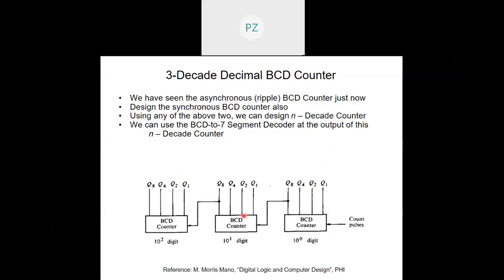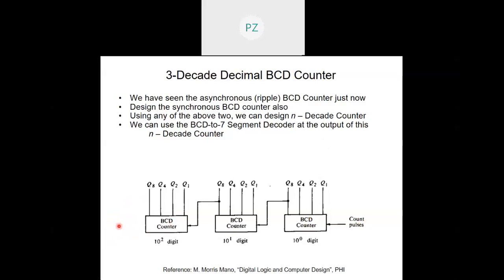And again, this design is modular. If you want to make it a 4 decade counter, that means you want to count up till 10,000, right? On the count of 10,000, it will get reset to 0. In that case, you can have another such BCD counter here, and Q8 of this counter will feed as the count pulse for the 4th decade counter, right? So you can have as many decade counters as you want to have.